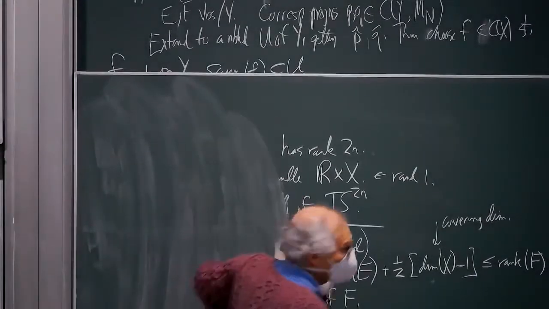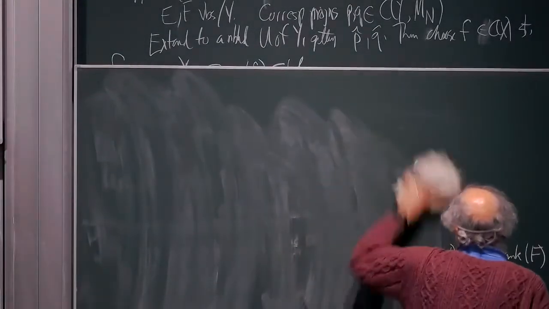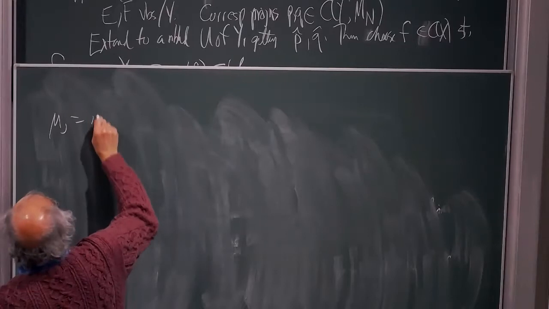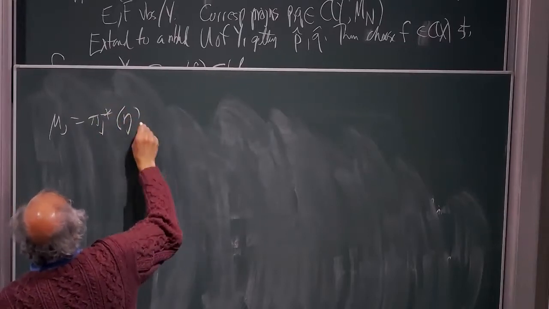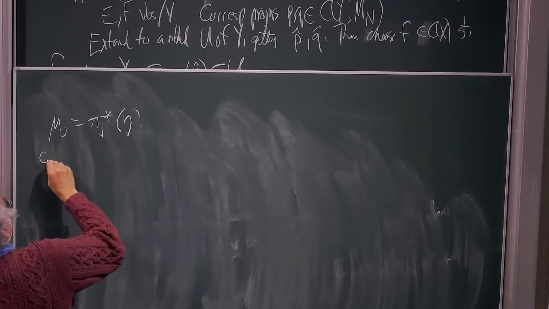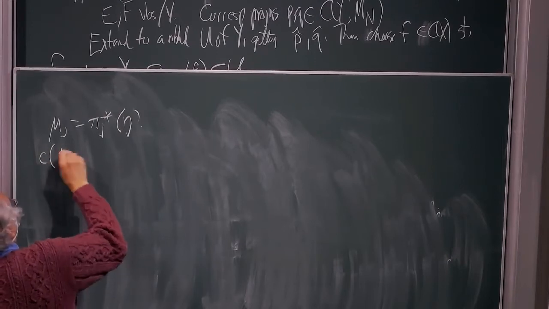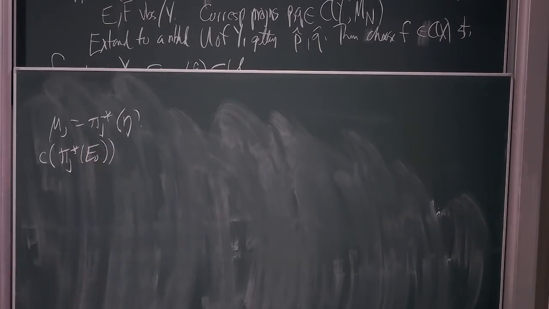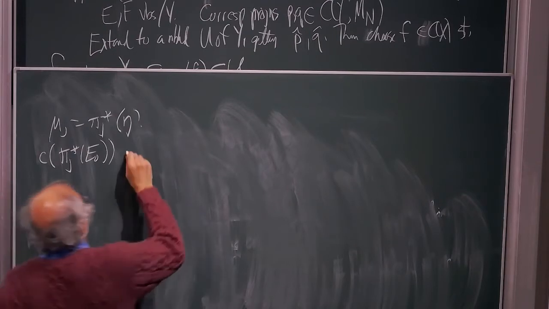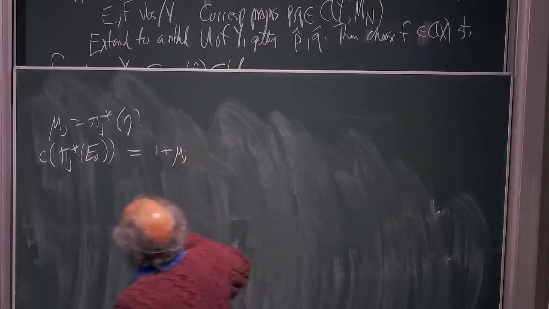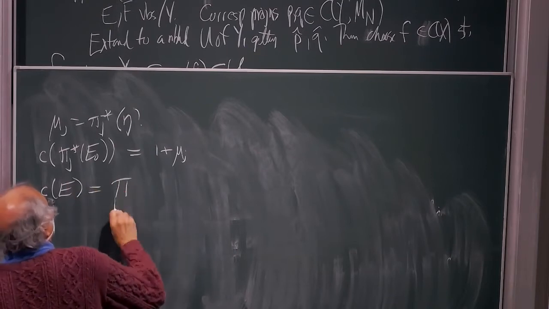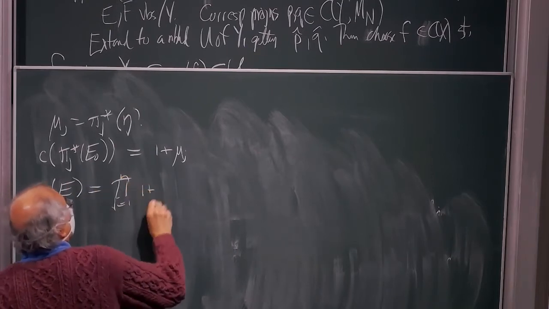Mu j is just the pullback of that generating class in the case n equals 1. Mu j is pi j upper star of eta. And then one gets the Chern class of pi j star of E0. I gave this thing a name, didn't I? Call this E. It will come out to be 1 plus mu j. And the Chern class of E is going to be now the product from j equals 1 to n of 1 plus mu j.